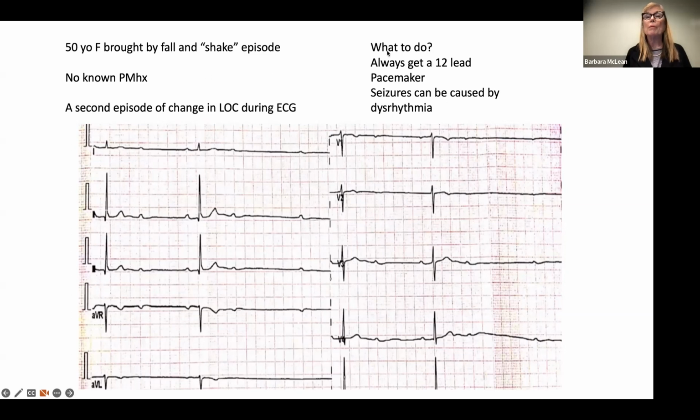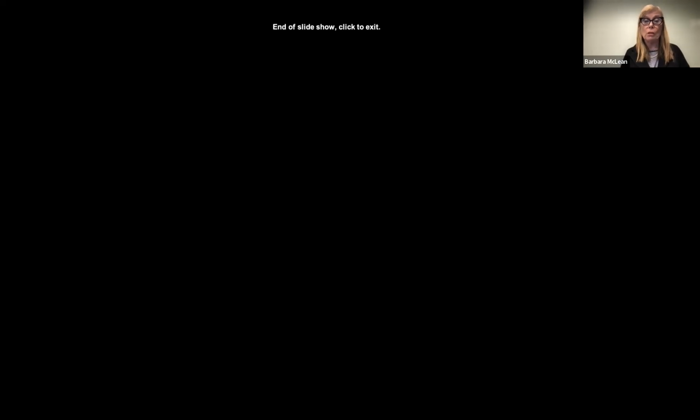So whenever that happens, of course, you want to get a 12-lead EKG, you want to get a pacemaker nearby, and you want to remind yourself that seizures can be caused by dysrhythmia. And of course, your patient has a complete heart block at that point.